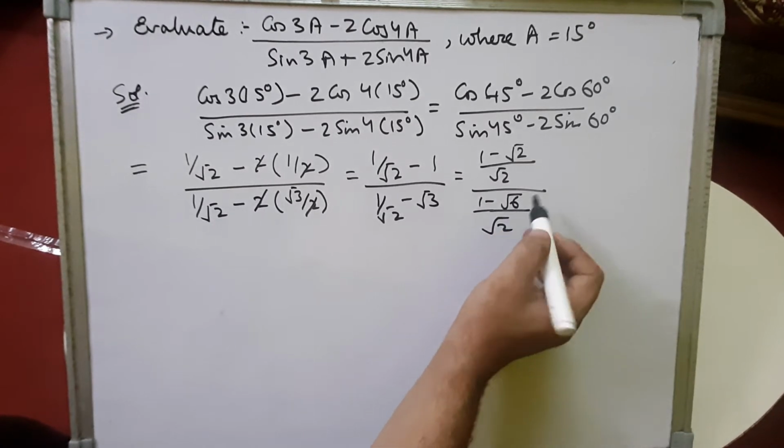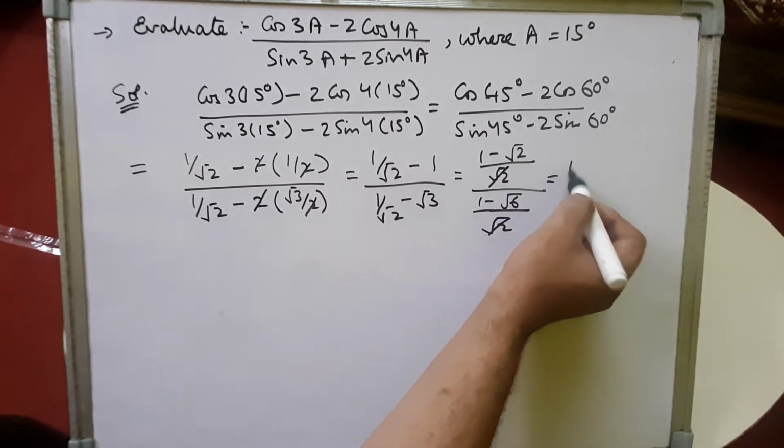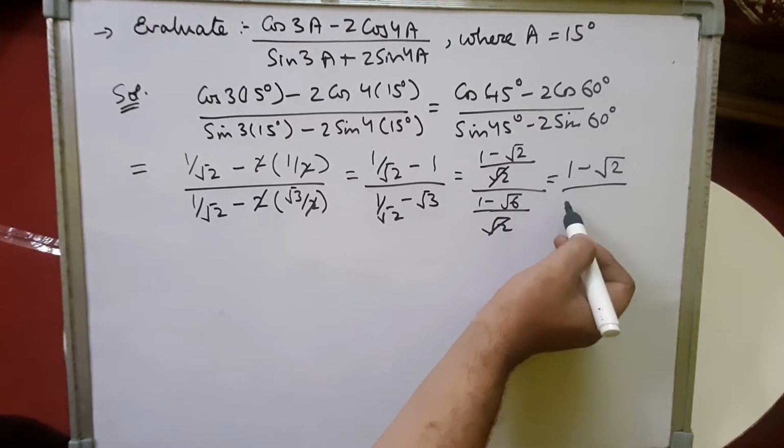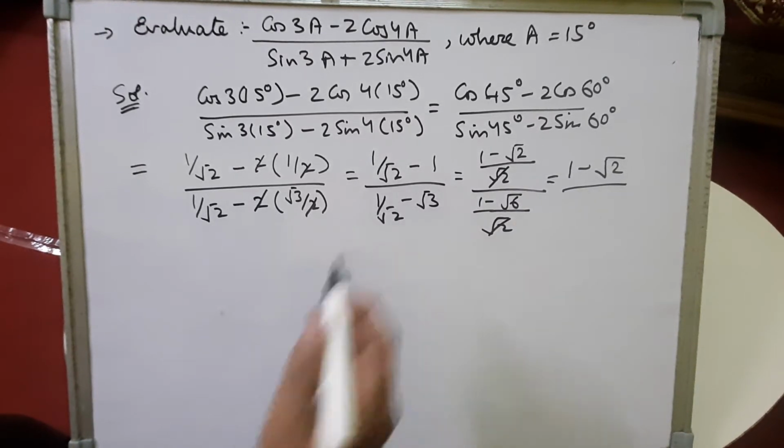Take root 2 as the LCM, both in numerator and denominator. We will get 1 minus root 2 upon root 2, and in the denominator 1 minus root 3 into root 2, which will be root 6. So when we take the reciprocal, this root 2 will get cancelled. What will we get? 1 minus root 2 upon... I think this is plus.